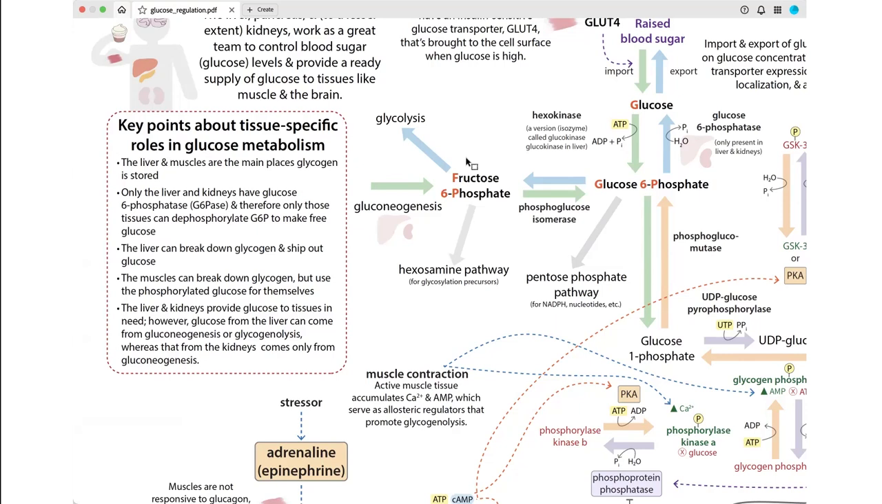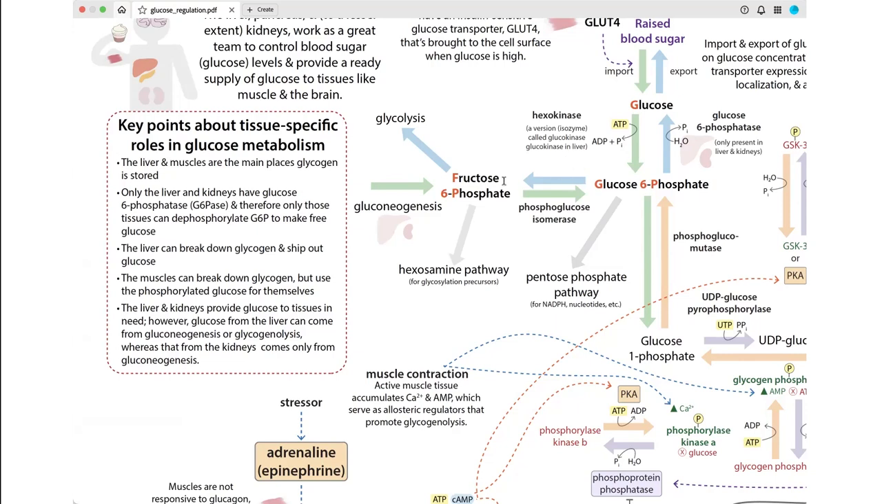Your liver and your muscles, if they need energy, now they can break down that glycogen. That's called glycogenolysis. The liver does it to ship glucose to the tissues, and the liver basically says, okay, you guys can have this glucose and I'll rely on fats for myself. Whereas the muscle's like, no, I'm not shipping out this glucose. I can't even take the phosphate group off, so I'm just going to use this glucose 6-phosphate for myself.